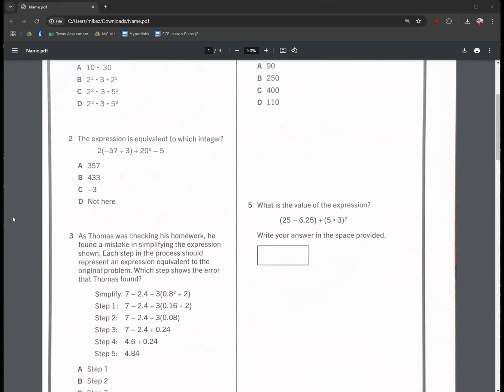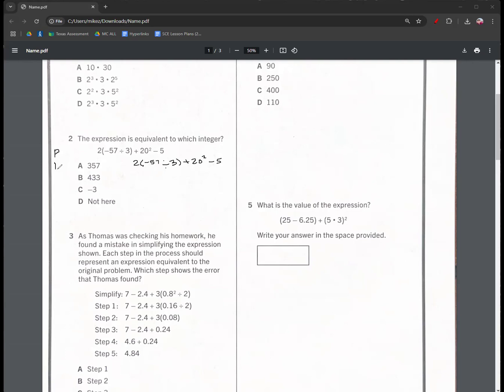But this says, and I'm going to rewrite the problem. It is 2 parentheses negative 57 divided by 3 plus 20 squared minus 5. Now, this is the order of operations. You're going to see that we have different operations. We have parentheses right here next to a number that's stuck to it. That means to multiply. We have a negative number in there. We have some division in there. We have addition. We have an exponent up here, and we have a subtraction, right? So there's a bunch of stuff going on right here. So when I see all that stuff, I know that I'm going to need to follow PEMDAS.